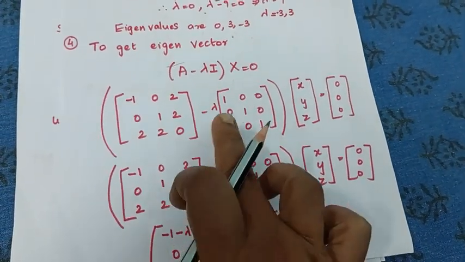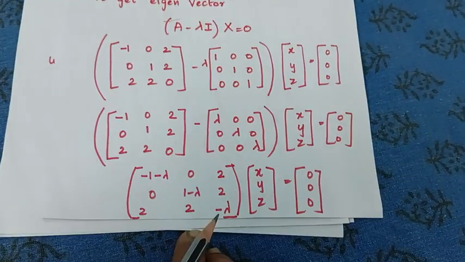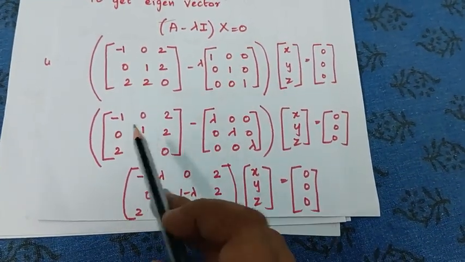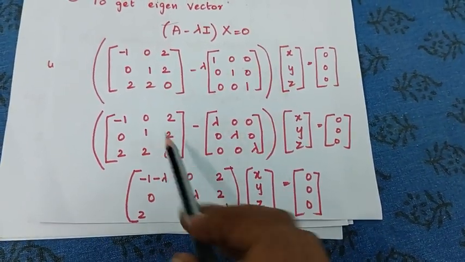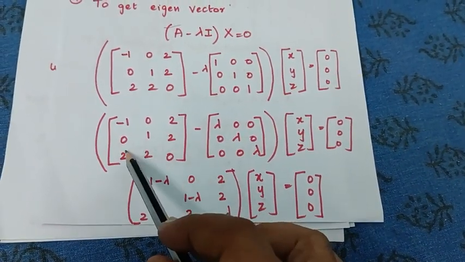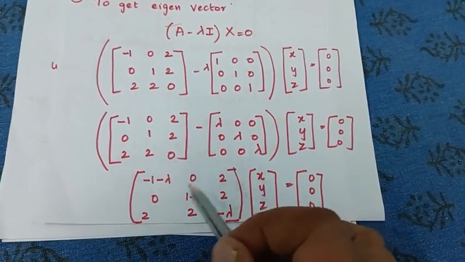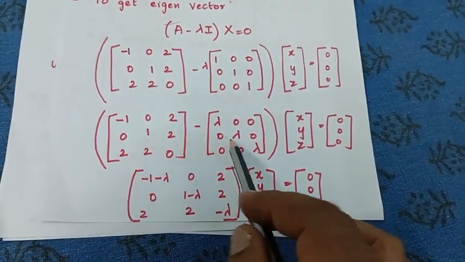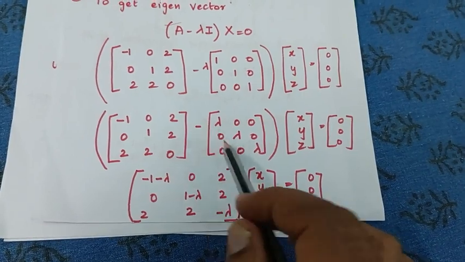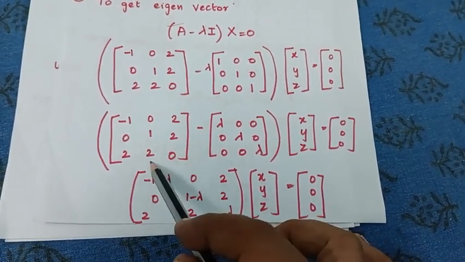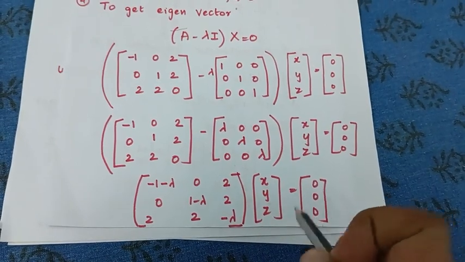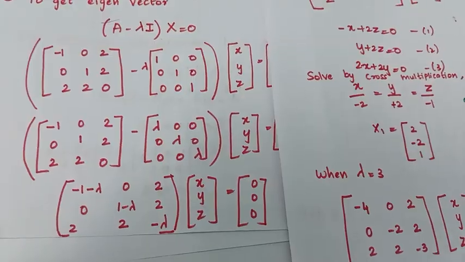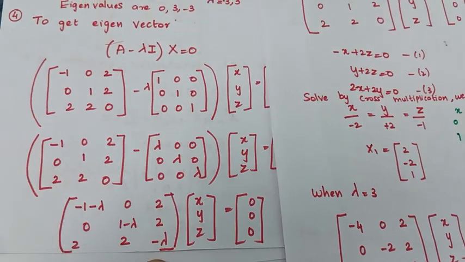Okay, so we are taking lambda inside. Then in the next step we are taking lambda inside. So minus 1 minus lambda. The other things are 0, so it will be the same, 0, 2. So here it will be 0, here also 0. So here 1 minus lambda, then 2. Next 2, 0 minus lambda, so minus lambda. So (x, y, z) is equal to 0. So this is the thing we have got.